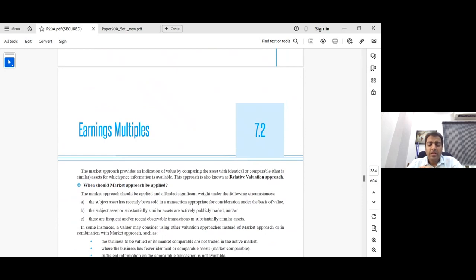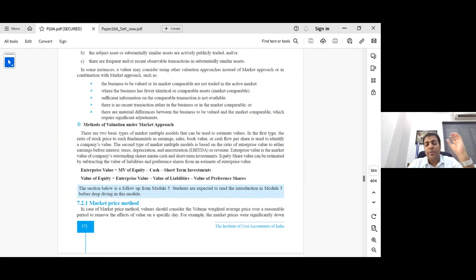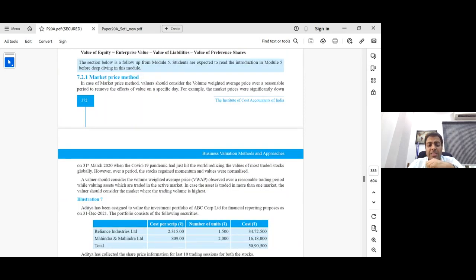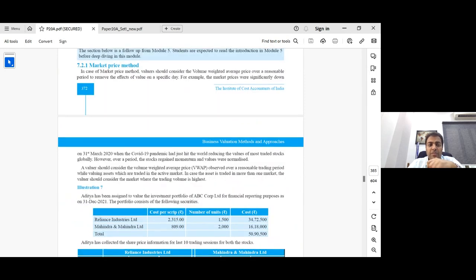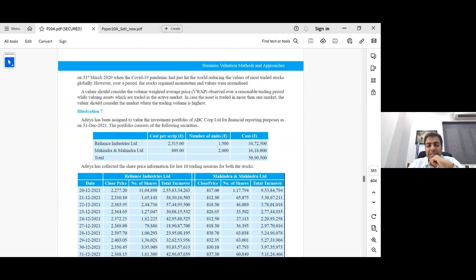Next, we move into the multiples based valuation. So you have the earnings multiples, like we discussed. What is enterprise value? What is price to earnings multiple? What is price to book value multiple? How do you assess them? Right? All of that is covered here. So if you see here, we are taking first the market price method, where you would value an entity based on its listed price. That is the price that is available for the asset that is traded in an active market, right? So you will have to identify these keywords: traded in the active market.